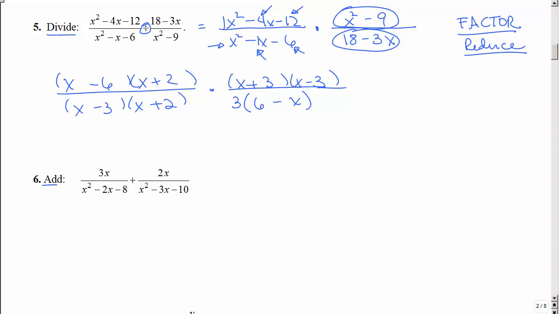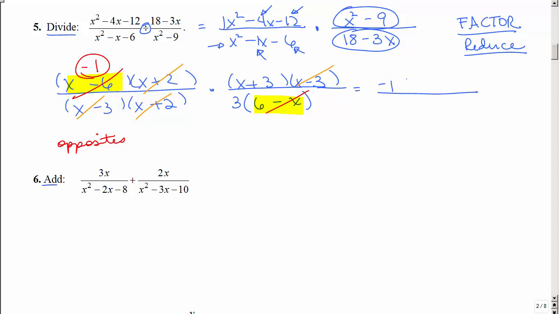Do I have any of the same factors on the numerator and the denominator? Well, yes, I do. The x plus 2's, I've got an x minus 3. The question is what about those two? Well, those aren't the same, they are opposites. And so I can reduce them, but I'm left with a factor of negative 1. And I think that's all I can reduce.